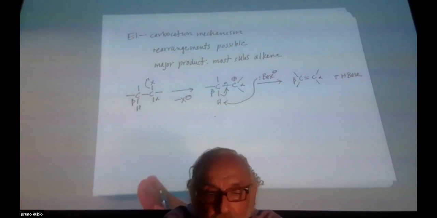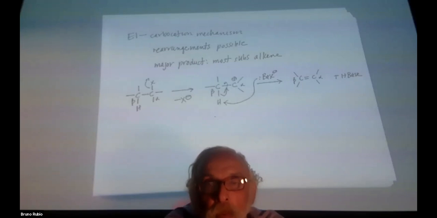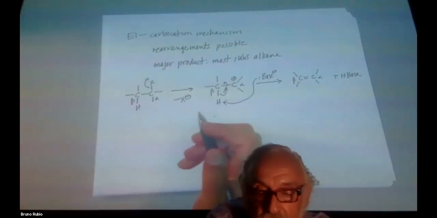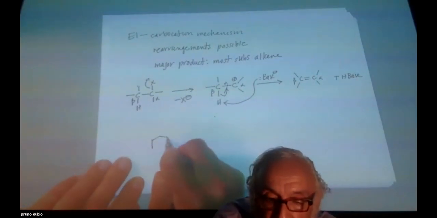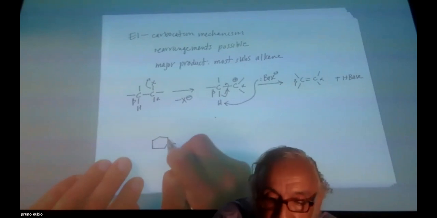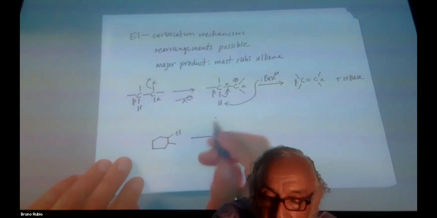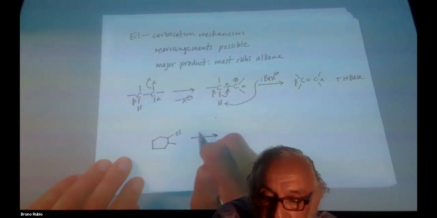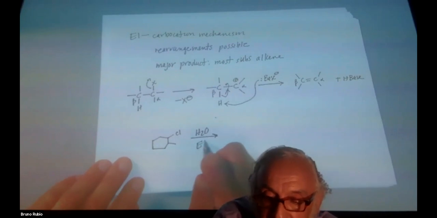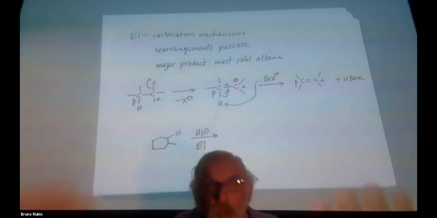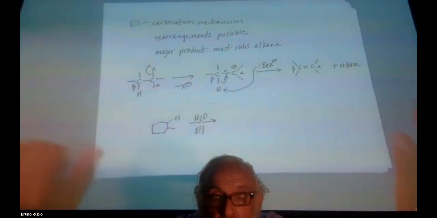And here, we're always going to get the most substituted double bond as the major product. All right, so an E1 elimination could be maybe something like this, and let's use water. And I'm telling you, it's an E1. So draw the structure of the major product.